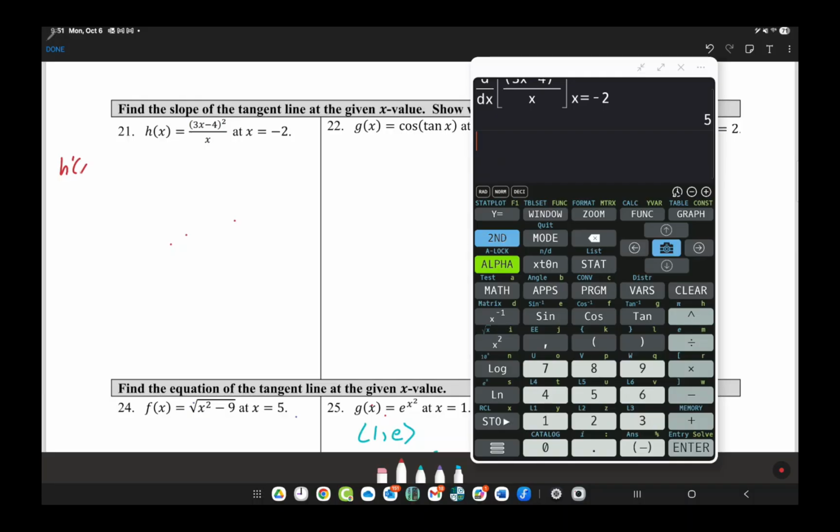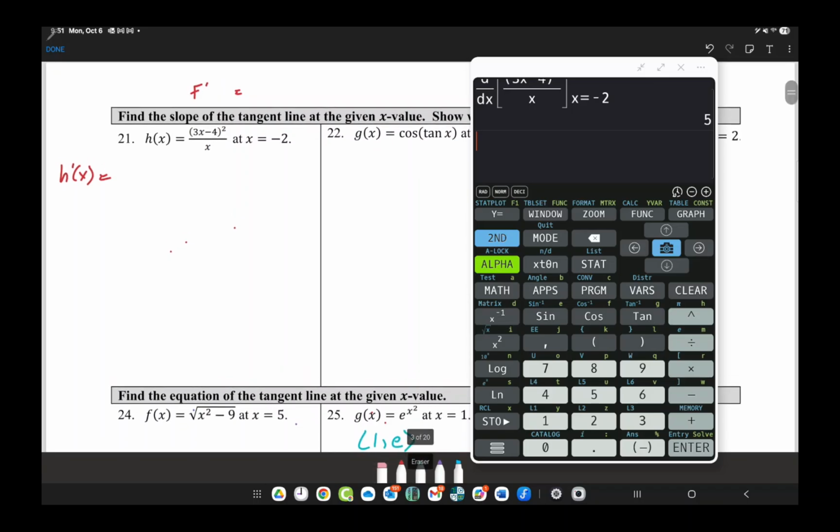All right, h prime of x quotient rule would be what? What's f prime of x? If this top part is f, what's the derivative of the numerator? Well, we have 18x minus 3. 6 times 3x minus 4.